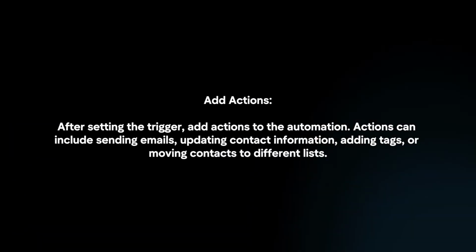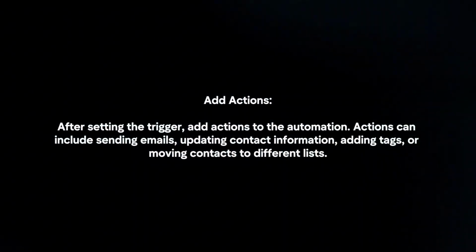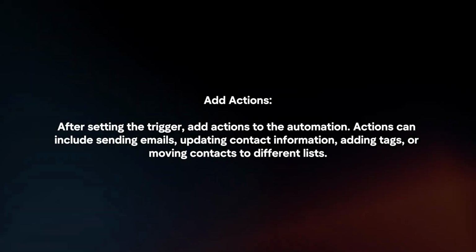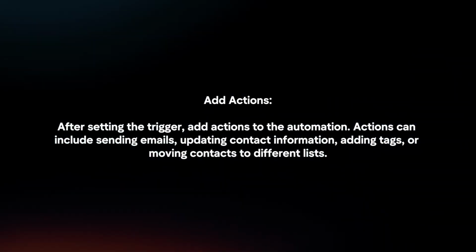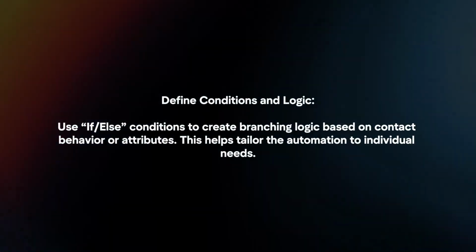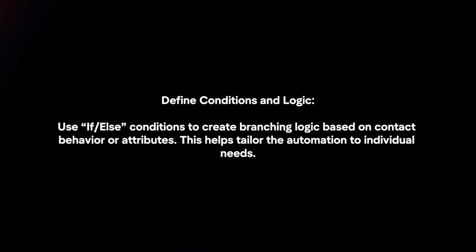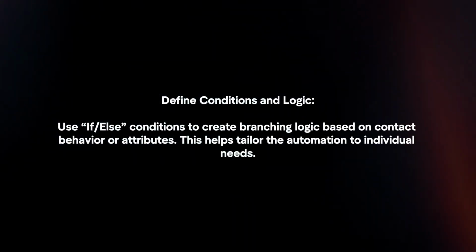Add actions. After setting the trigger, add actions to the automation. Actions can include sending emails, updating contact information, adding tags, or moving contacts to different lists. Define conditions and logic. Use if or else conditions to create branching logic based on contact behavior or attributes. This helps tailor the automation to individual needs.